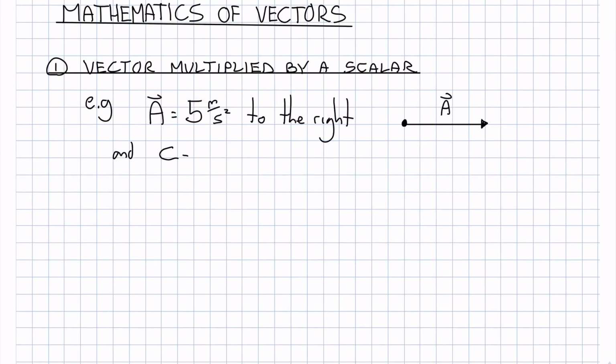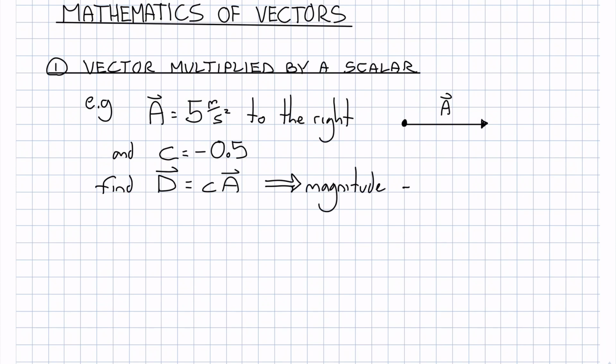Let's try a slightly different example. This time I'll still use the same vector a, but I'll change c to be a negative scalar, negative 0.5. Now when we multiply c times vector a, we'll get a different vector. I'll call it vector d. To find the magnitude, I take the absolute value of c, which is 0.5, and I multiply it by the magnitude of a, which is 5 meters per second squared. So the magnitude of d turns out to be 2.5 meters per second squared.